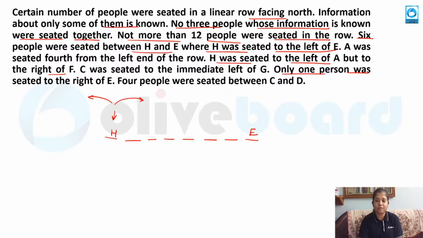Now, only one person was seated to the right of E. That means E ke right mein toh sirf ek hi person aa sakta hai. Now, let's try to assume what can be the cases that we can have. 1, 2, 3, 4, 5, 6 and this is your E and this is your this, right? Let's take that A is neighboring H, right? So, if A is neighboring H, so 1, 2, 3, 4, A is 4th from the left end, right? So, this can be one case here, okay?